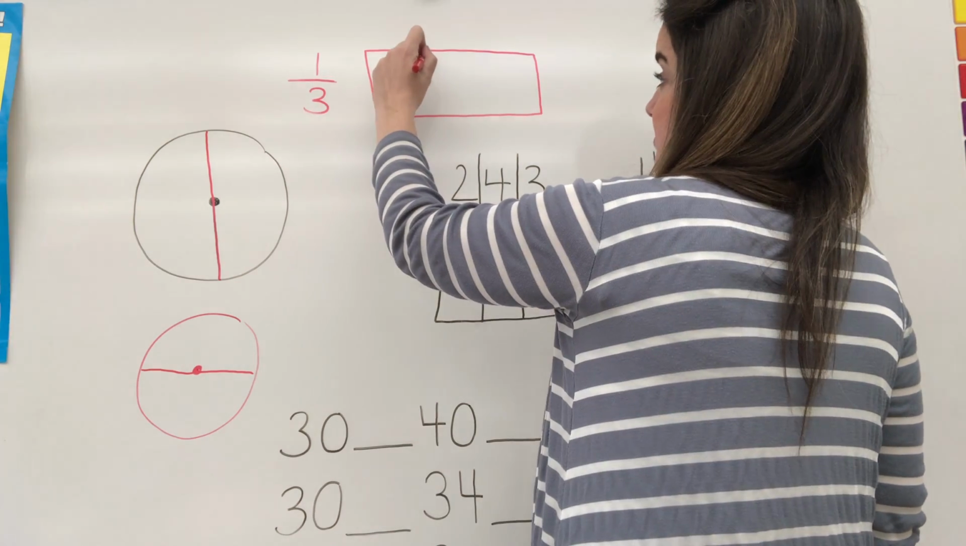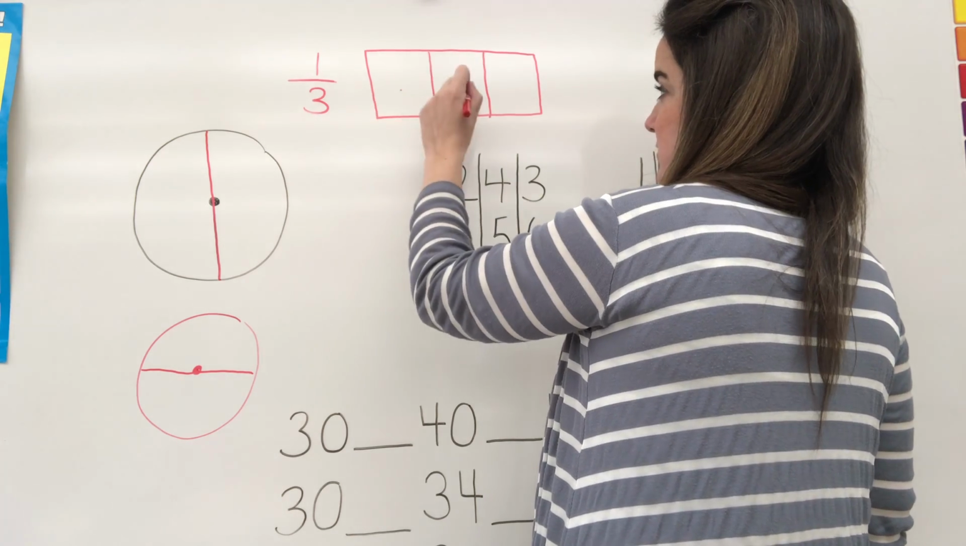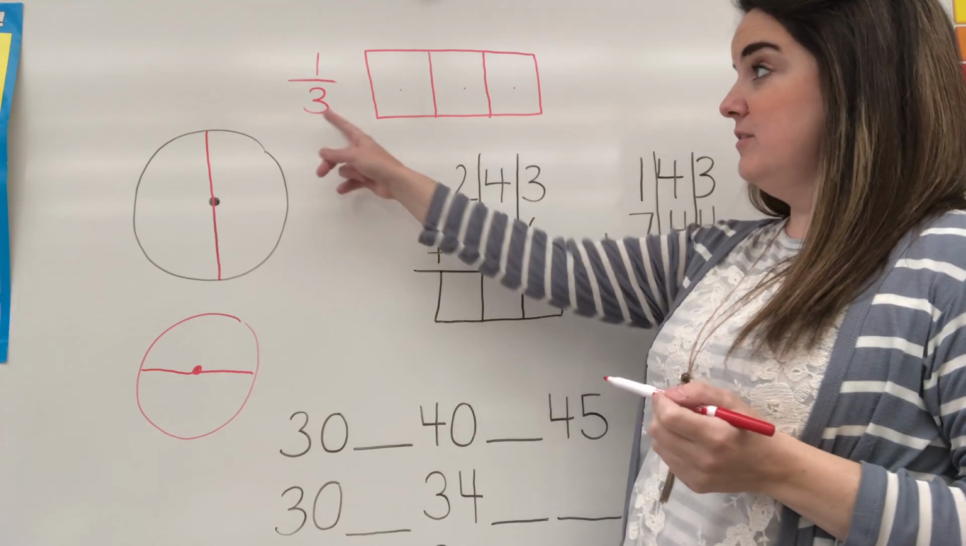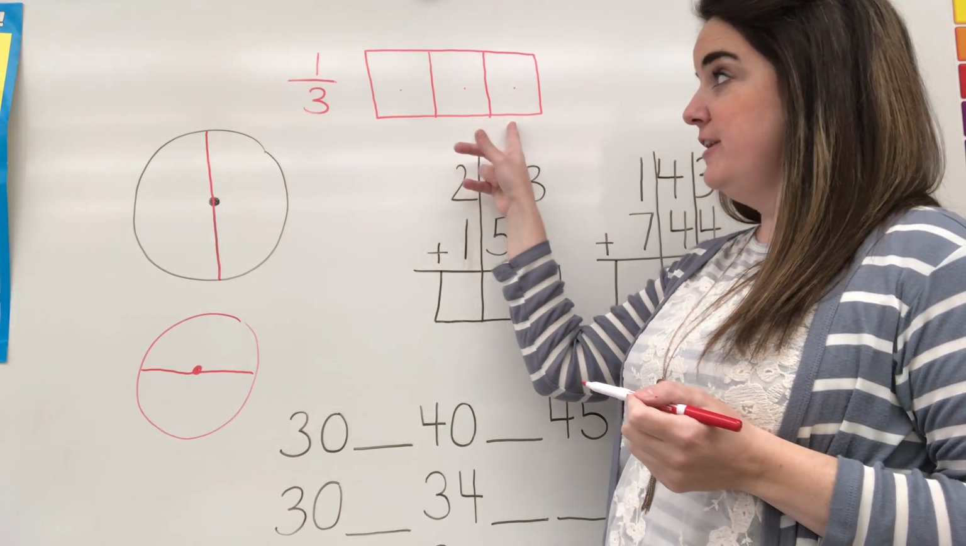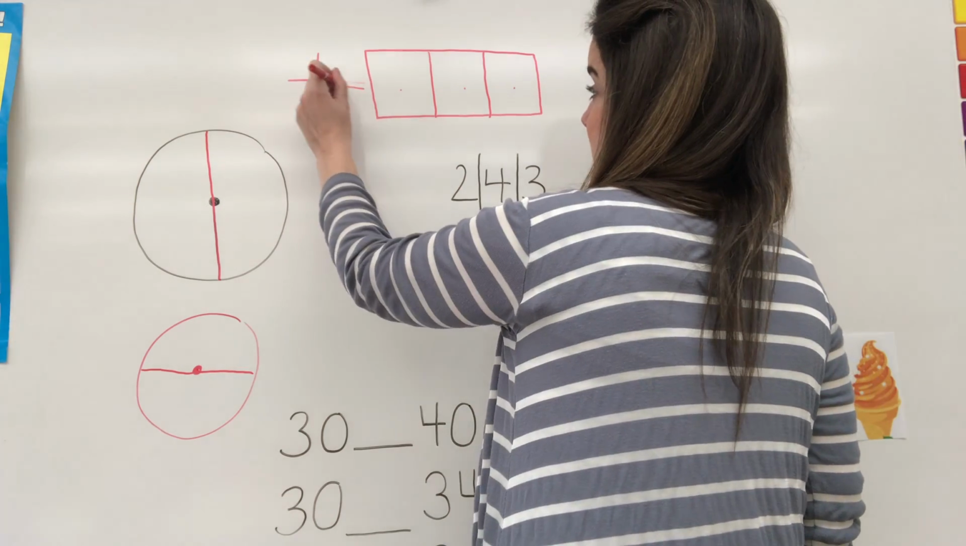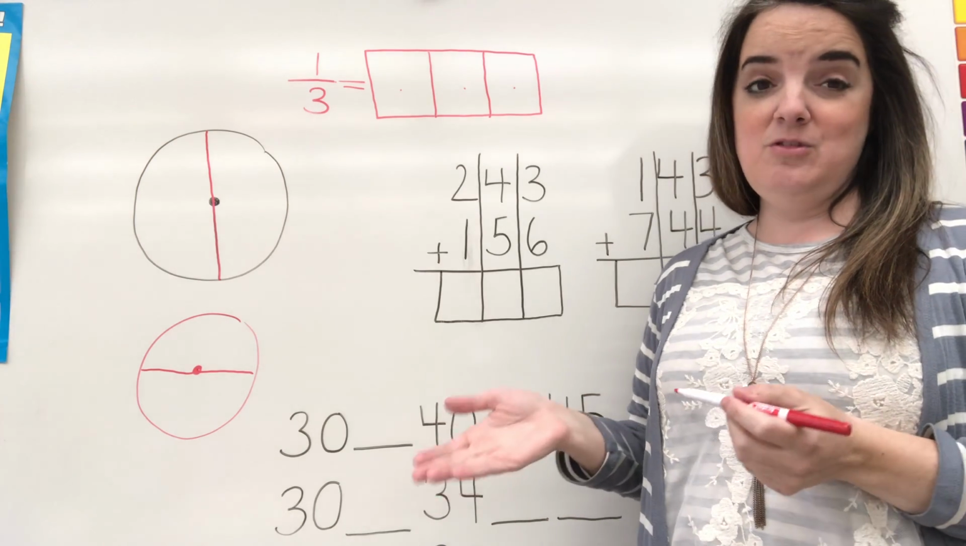So 1, 2, 3. We just divided the rectangle into thirds. And this picture here represents this fraction. All right, very good. So there you go. So that is dividing the rectangle into thirds.